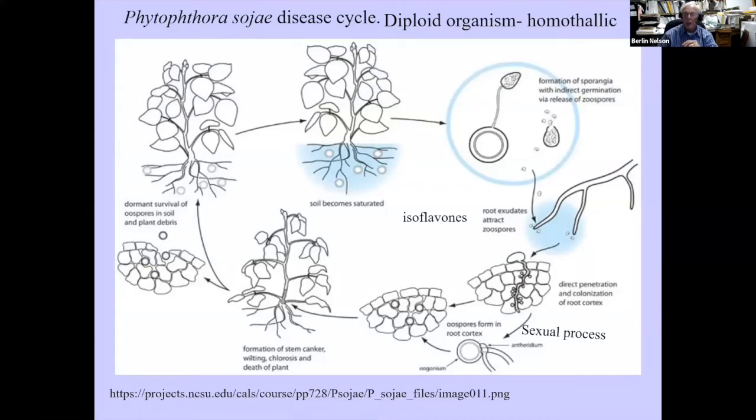Very quickly, I want to give you just a little history of the actual disease cycle. This organism overwinters in soils as oospores.